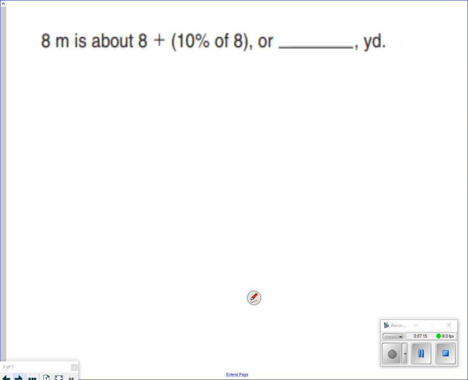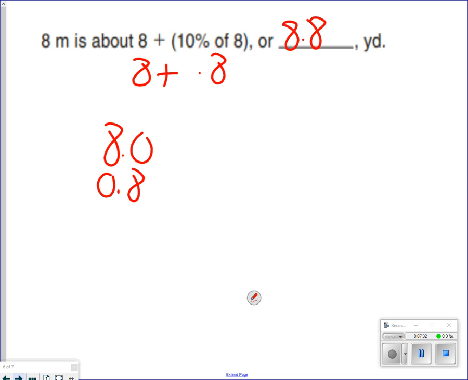So let's do the math. If 10% of 3 was 0.3, 10% of 8 is 0.8. 8 plus 0.8 would be 8.8. Easy. For some reason, I feel like I need to show you. 8 would be 8.0. 0.8 would be 0.8. If I line up the decimals, 0.8 is 8. 8 plus 0 is 8. Move down the decimal, 8.8.